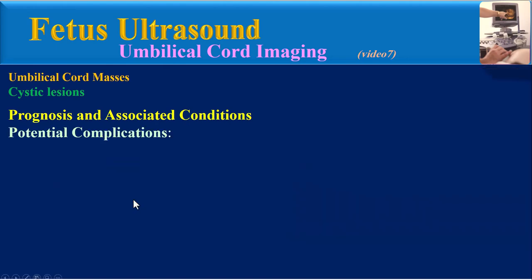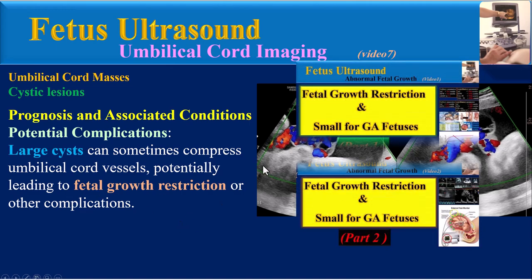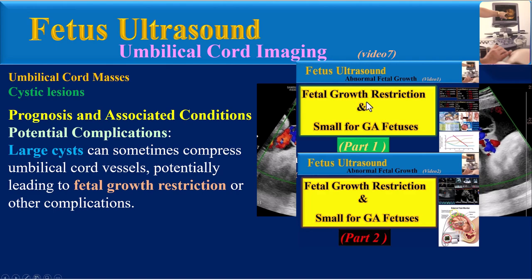Potential complications. Large cysts can sometimes compress umbilical cord vessels, potentially leading to fetal growth restriction or other complications. You can find a full explanation about fetal growth restriction and small for gestational age fetuses in these videos.